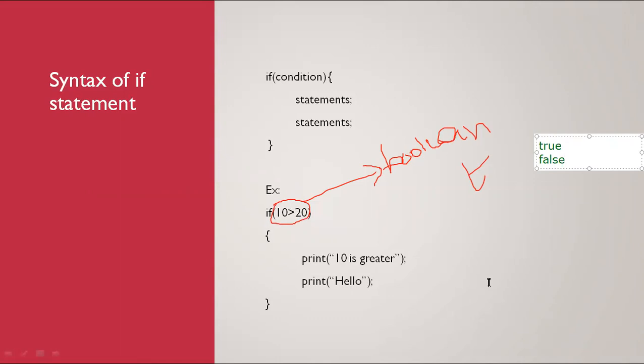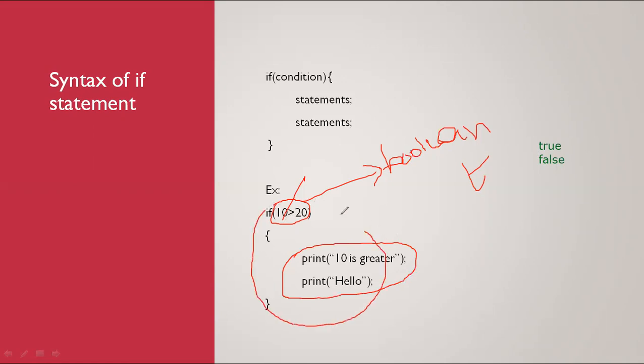If this condition is true, then we go for this block and these statements get executed. If this condition is false, it won't go inside this if statement. It will go on to the rest of the statements that we have. So this is the syntax of the if statement. We're going to talk about more examples where you'll get more information about it.